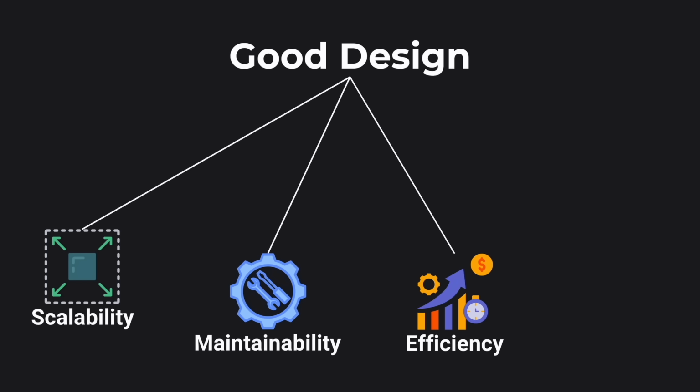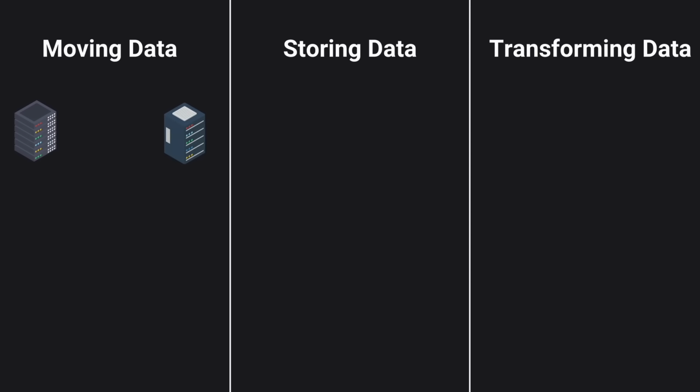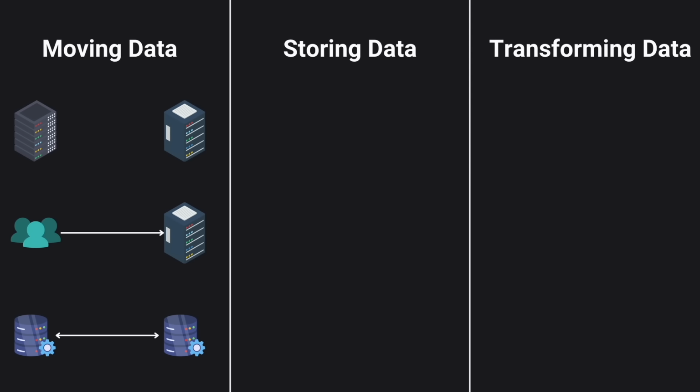But good design also means planning for failure and building a system that not only performs well when everything is running smoothly, but also maintains its composure when things go wrong. At the heart of system design are three key elements: moving data, storing data, and transforming data. Moving data is about ensuring that data can flow seamlessly from one part of our system to another. Whether it's user requests reaching our servers or data transfers between databases, we need to optimize for speed and security.